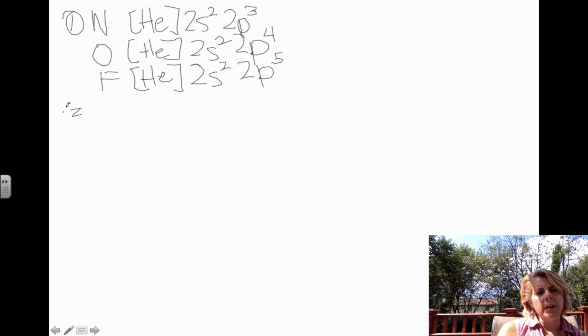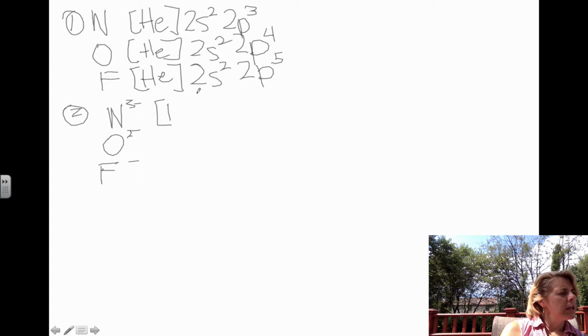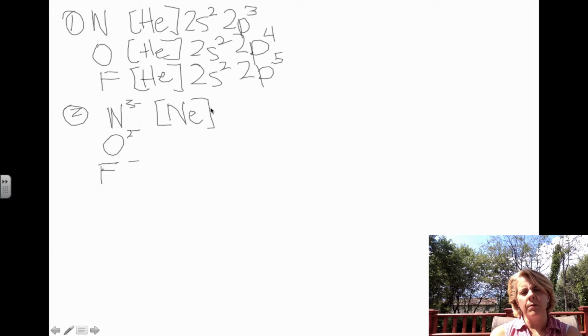Okay, for my second problem, I have ion formation. So I have N 3 minus, oxygen is 2 minus, and fluorine is 1 minus. So with 3 minus, I'm adding 3 electrons. So guess what? I still have helium, but actually I can finish it off to neon. Okay, and I'll show you where I get it from.